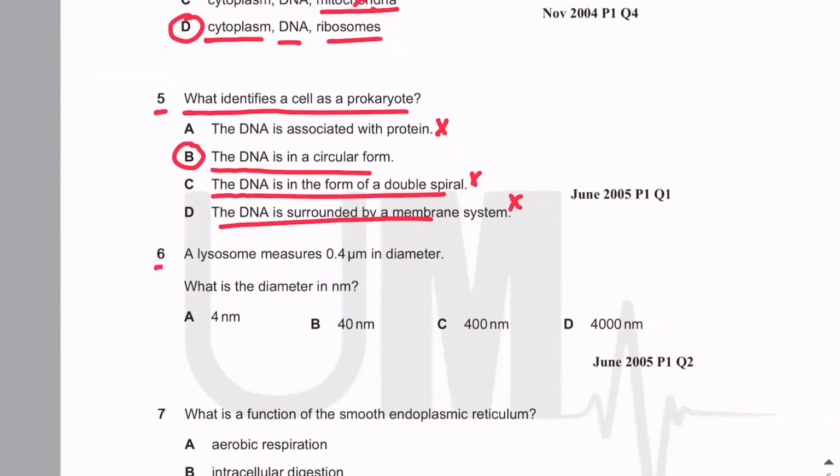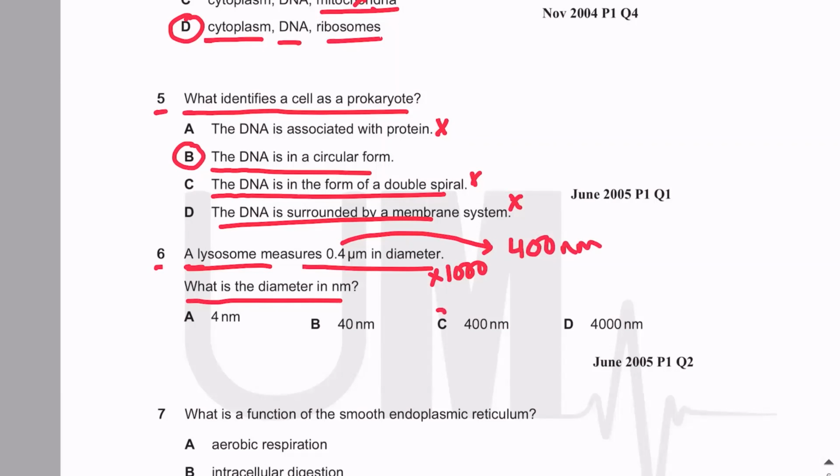So MCQ number 6, a lysosome measures 0.4 micrometer in diameter. What is the diameter in nanometer? How do we convert it into nanometers? By multiplying by 1000. So what will be the answer? 400 nanometers. That is C.